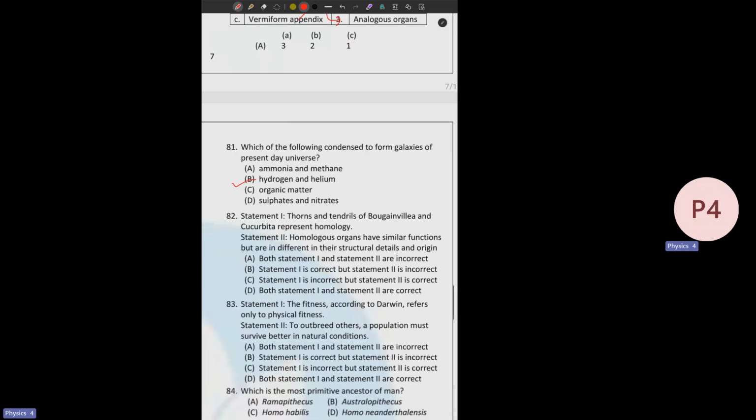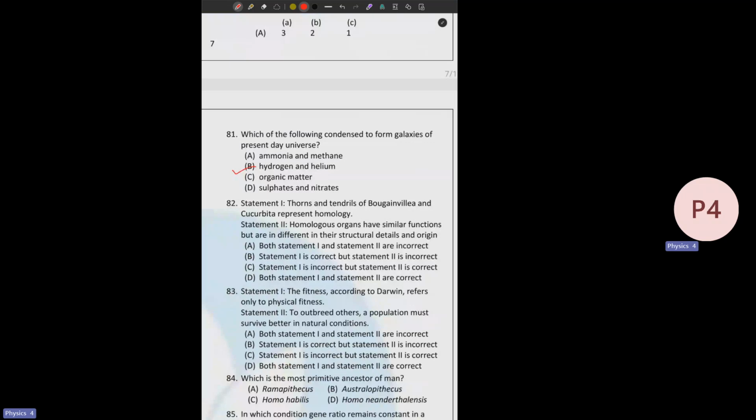Statement 1. Thorns of bougainvillea and tendrils of cucurbita represent homology. It is correct. Homologous organs have similar origin but are different in their functions and structural details. So here the correct answer is B.